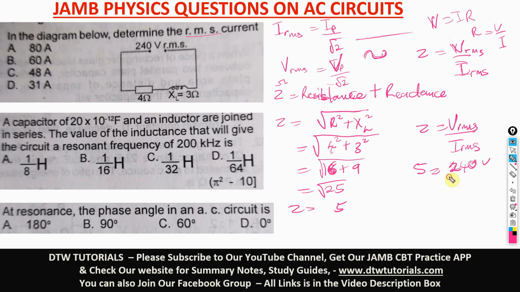240 volts, and we're looking for I. So we just make I the subject of the formula. So we have 240 divided by 5. And what would that give us? That will give us 48. For all this in JAMB, when you're practicing, you should always practice without a calculator.